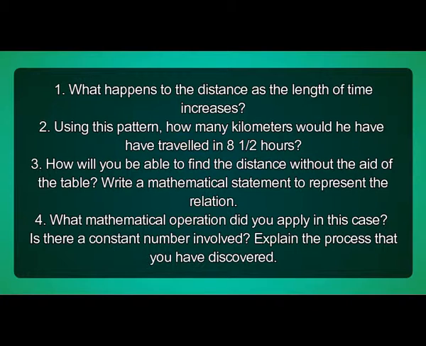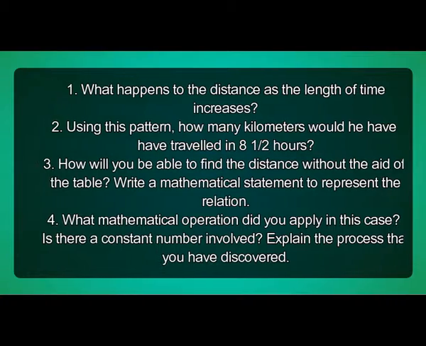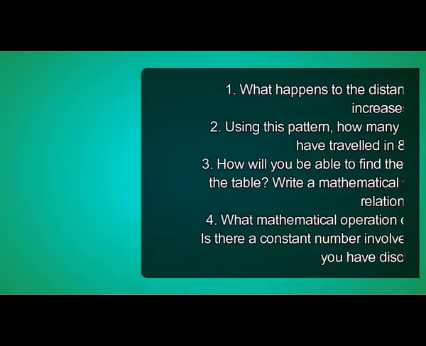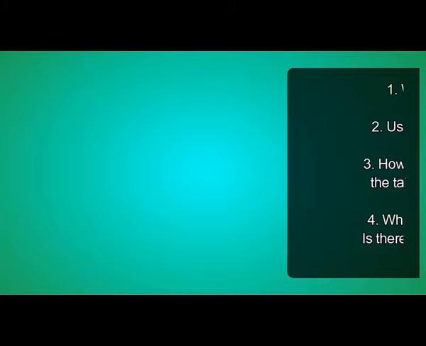Number 3. How will you be able to find the distance without the aid of the table? Write a mathematical statement to represent the relation. Number 4. What mathematical operation did you apply in this case? Is there a constant number involved? Explain the process that you have discovered.